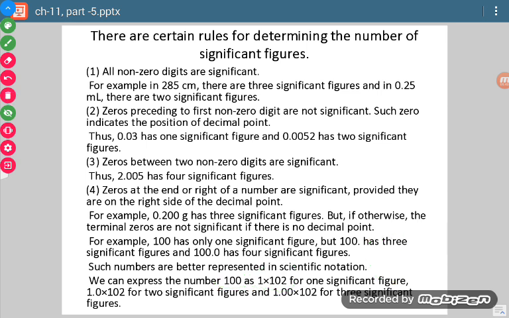Okay. Similarly, if we take the same value but write it like 1.0 into 10 raised to power 2, mathematically it is the same, but for counting significant figures there are 2 significant figures. Similarly, 1.00 into 10 raised to power 2 is also mathematically the same. In this case there are 3 significant figures. So it depends on how we are expressing our results.